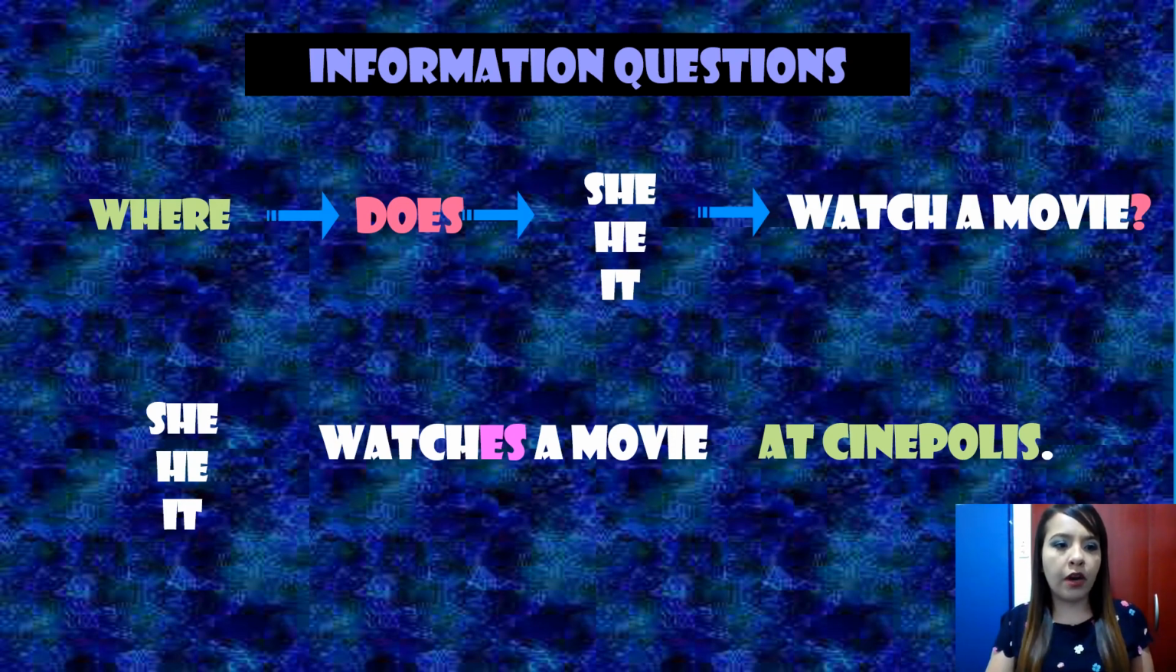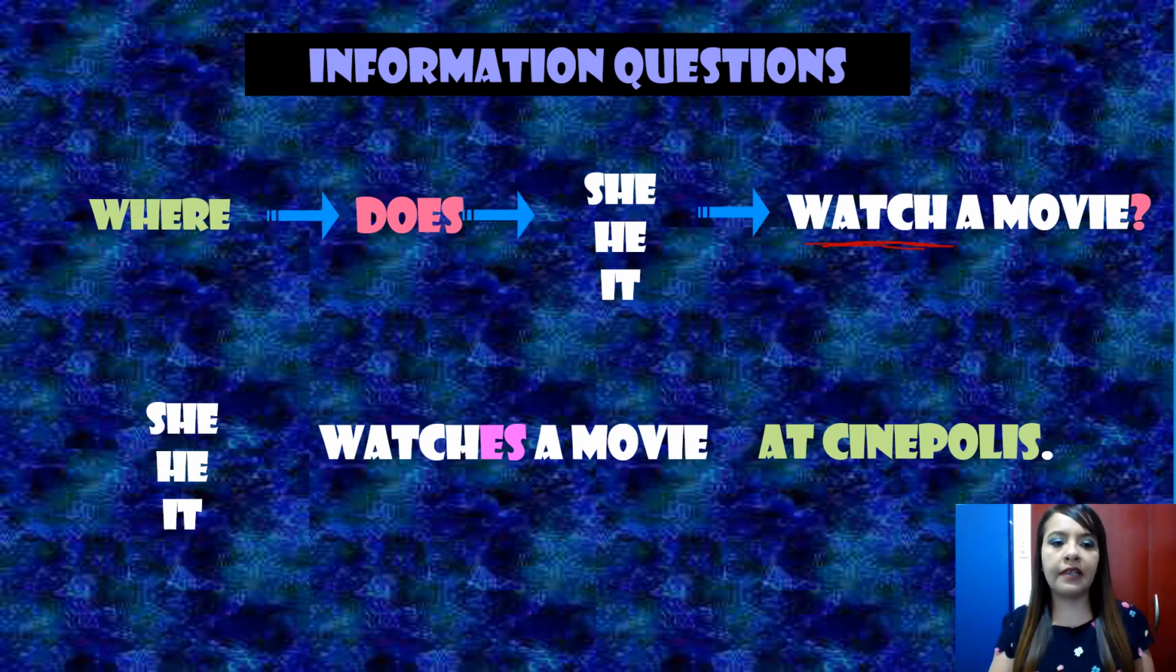Again, we're using where. Does. Why does? Because we're using she, he, or it. Watch a movie. Where does she watch a movie? Check it out. The verb in simple form.